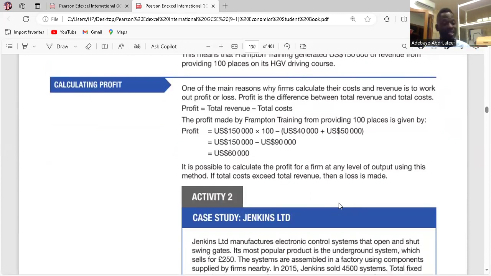So calculating profits. I said total cost will be incurred and total revenue must be achieved. The difference between what is incurred and what is achieved is the profit. So profit is total revenue minus total cost. To calculate the profit of a firm, you have to take away your cost from the revenue. Any question about that?